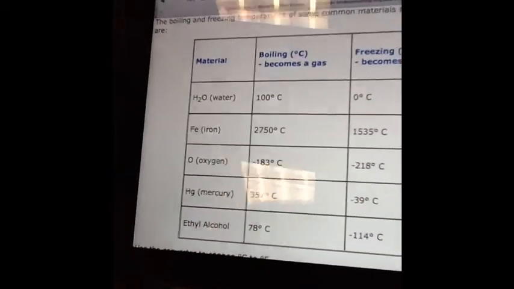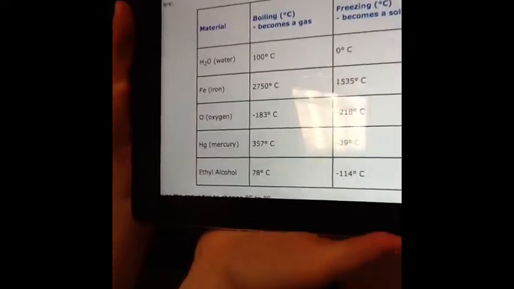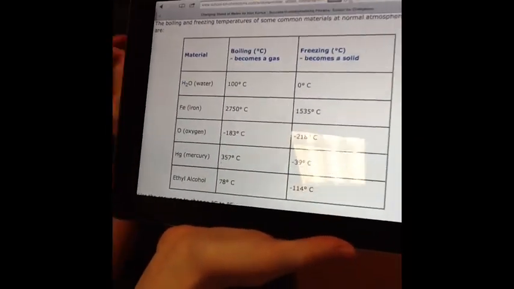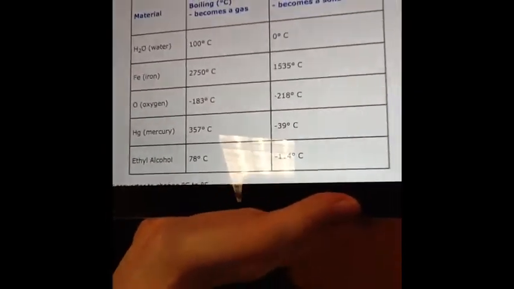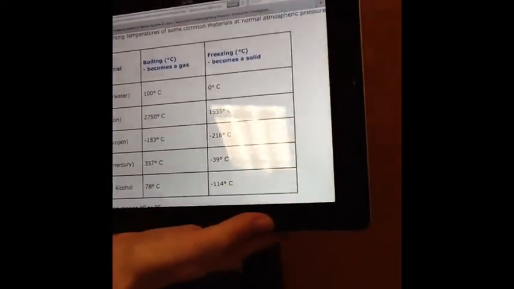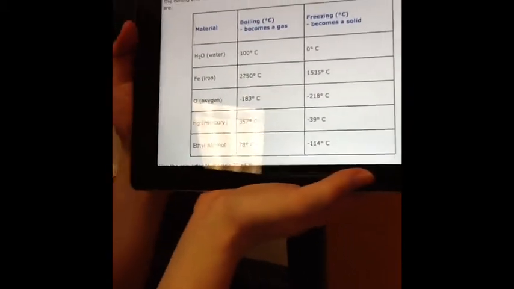And then the next material would be O for oxygen. Minus 183 Celsius is boiling, and then that becomes a gas. Whenever you boil something, it becomes a gas. And then that leads into freezing, which becomes a solid, at minus 218 Celsius.